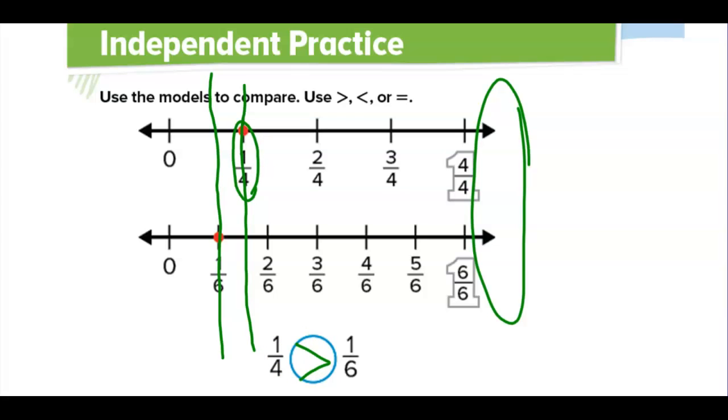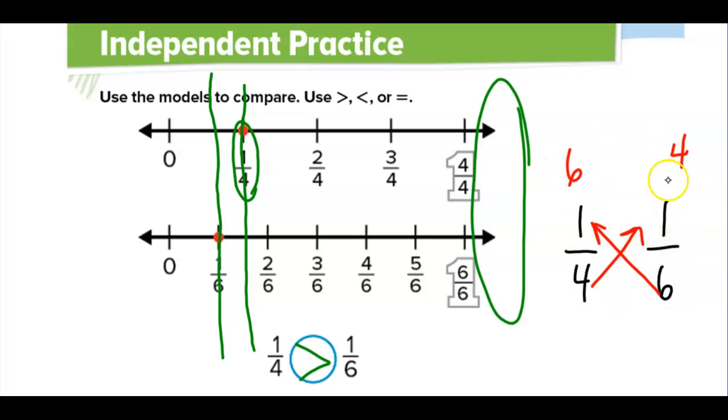If you wanted to solve this without the number line, 1/4, 1/6. We could use that cross multiplication strategy. 4 times 1 is 4. 6 times 1 is 6. Ignore the fractions at the bottom for a moment. If we just had 6 versus 4, 6 is greater than 4, so that means 1/4 is greater than 1/6, and that's what we found at the bottom.